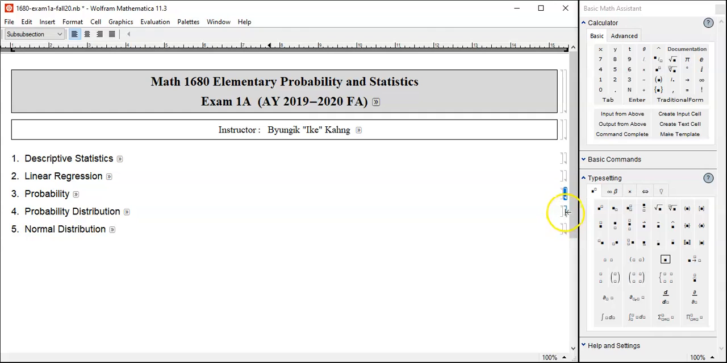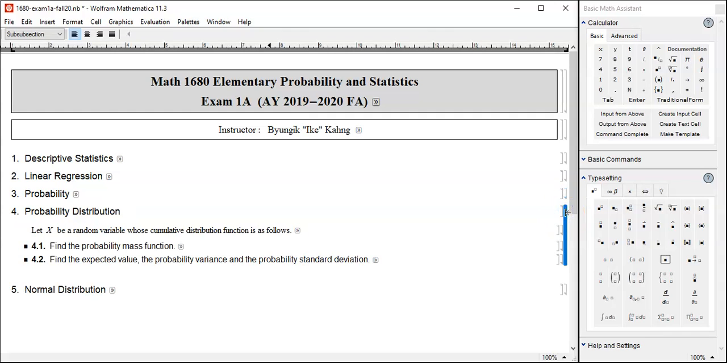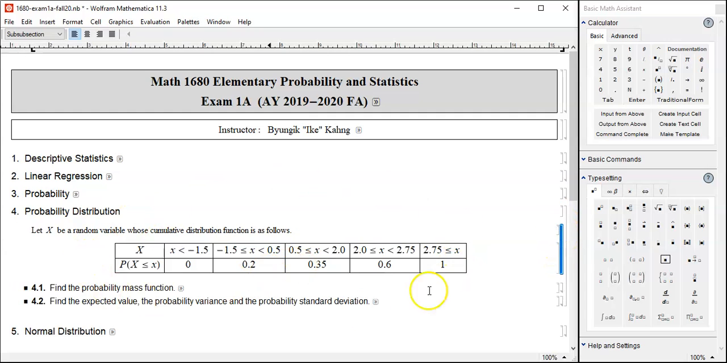And let's go to a little bit harder problems. Probability distributions. We have a cumulative distribution function like this. So all these probabilities down here, those are cumulative probabilities. Probability of less than negative 1.5. Probability of greater than or equal to negative 1.5, but less than 0.5.